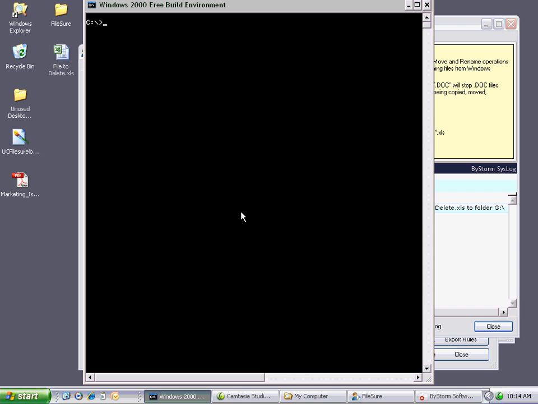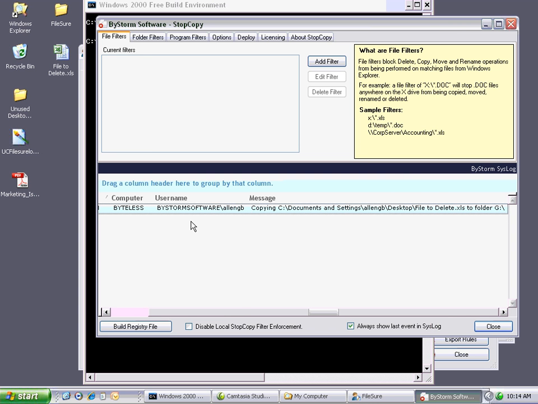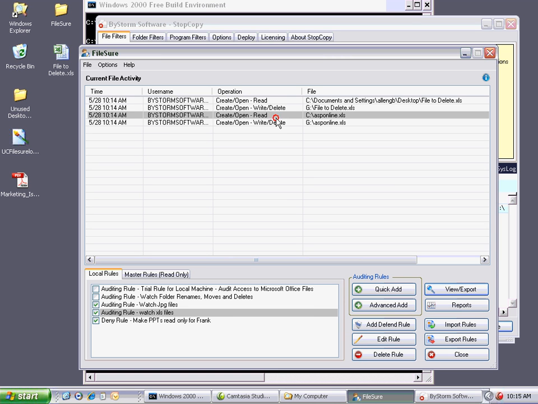The other side of the coin is if somebody was savvy enough, if your users are savvy, they'll actually be able to go to a command prompt. Like, say, for instance, we want to copy an XLS file to the G drive here. Since this is a command prompt, not the Windows shell, StopCopy is not going to pick it up. And it was copied. And you can see that StopCopy did not pick it up. However, if you come over to FileSure, you'll see that it did.